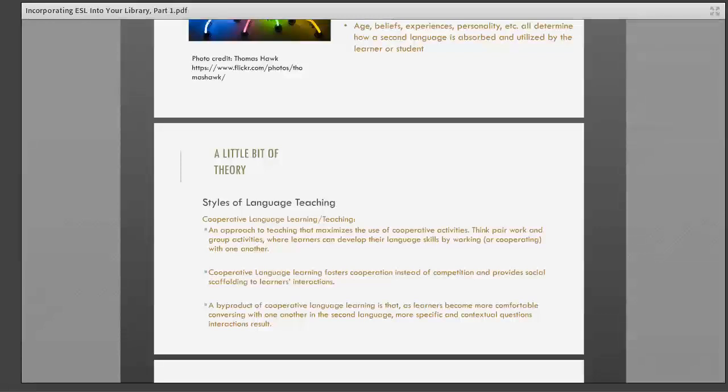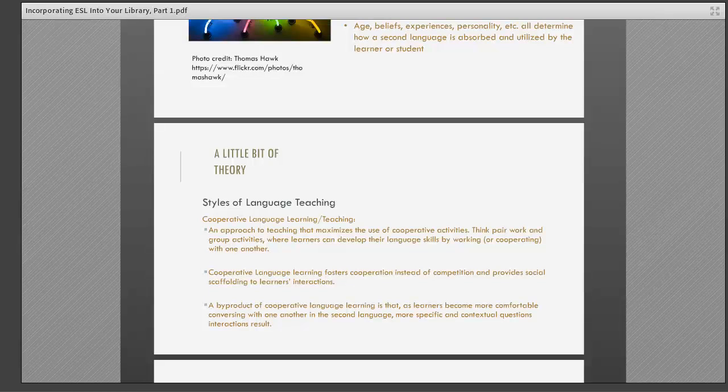Styles of language teaching. Some of these theories we're going to talk about, I feel like will be very helpful in some of your programming. So we'll talk very briefly about cooperative language learning or teaching. This is an approach to teaching that maximizes the use of cooperative activities. That literally means what it sounds like. So think pair work, group activities, where learners can develop their language skills by working, aka cooperating, with one another. Cooperative language learning fosters cooperation instead of competition and provides social scaffolding to the learner's interaction.